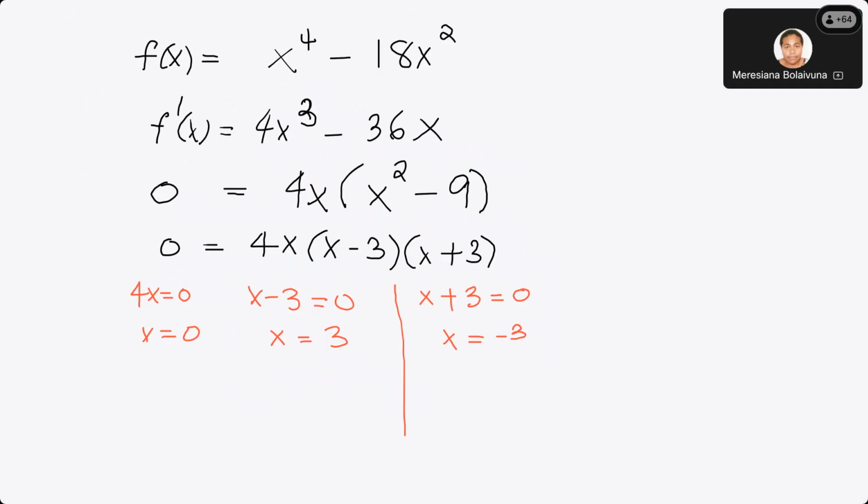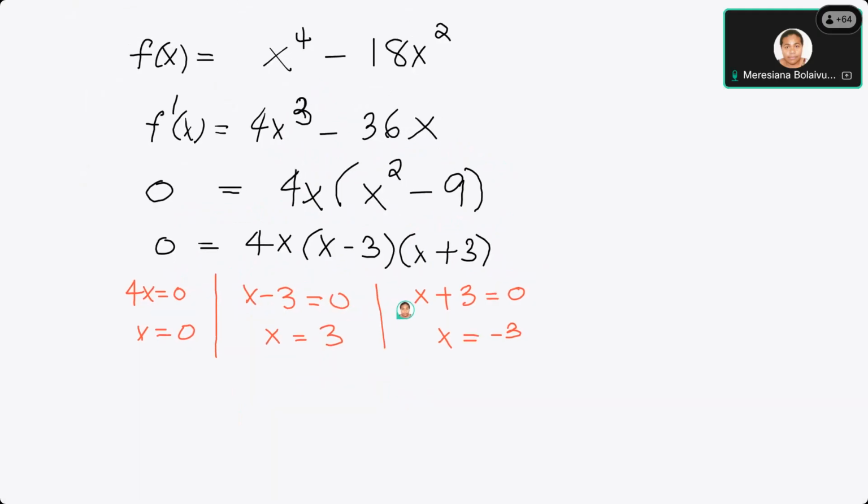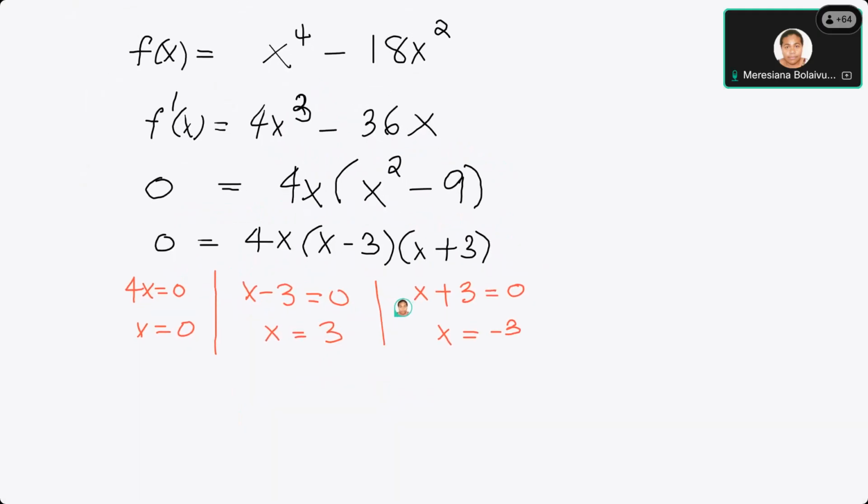No, it's not. It's asking you to find the interval where the function is increasing and decreasing. So these values are the turning points for the graph. What we need to do now is place those values. You have 0 and -3 on the left, and +3 on the right hand side. So you have 3 values.